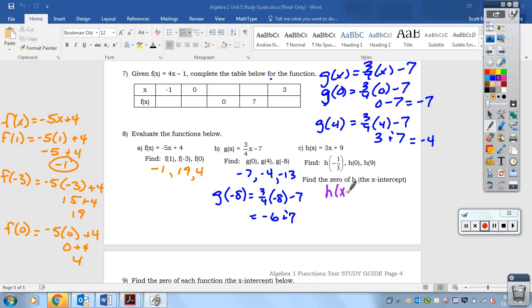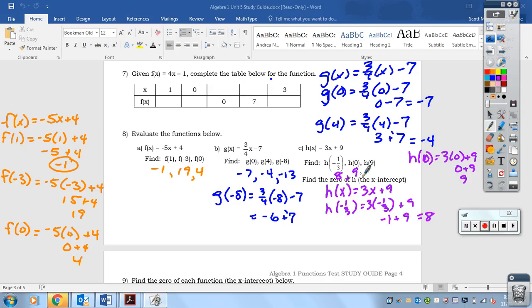And the last one, h of x equals 3x plus 9. So h of negative 1/3 equals 3 times negative 1/3 plus 9. 3 times negative 1/3 is negative 1 plus 9, which is positive 8. Next is h of 0, which is 3 times 0 plus 9, which is 0 plus 9, or 9. And then h of 9 equals 3 times 9 plus 9, which is 27 plus 9, or 36.